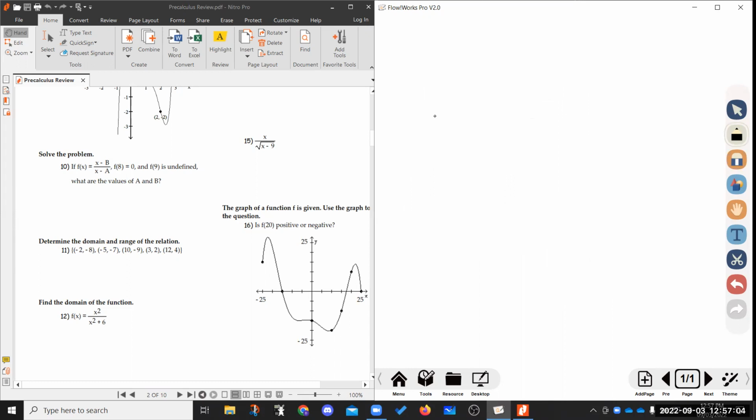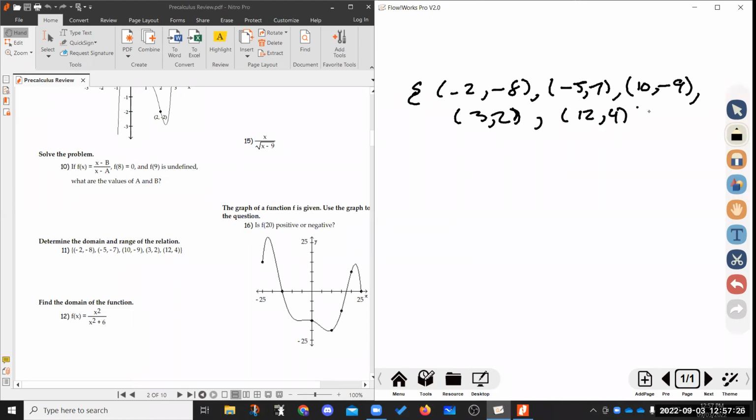All right. Now we're going to determine the domain and range of this relation. That's a set of ordered pairs. So we have -2, -8 as an ordered pair. We have -5, 7 as an ordered pair. We have 10, -9 as an ordered pair. We have 3, 2 as an ordered pair. And we have 12, 4 as an ordered pair.